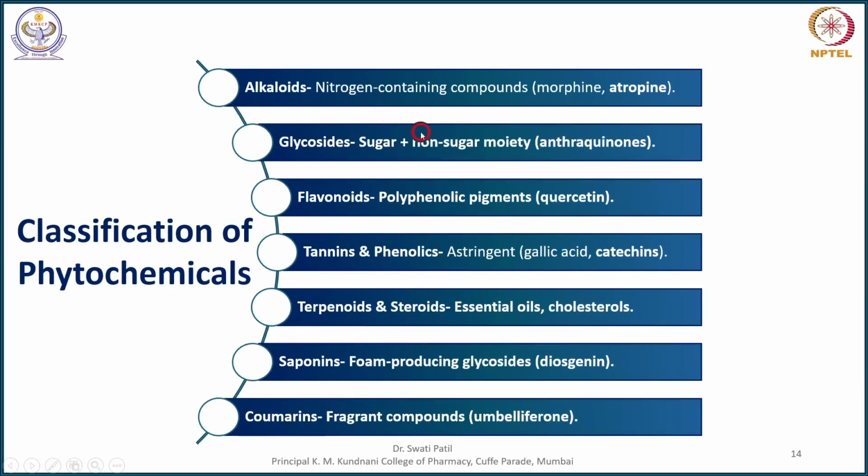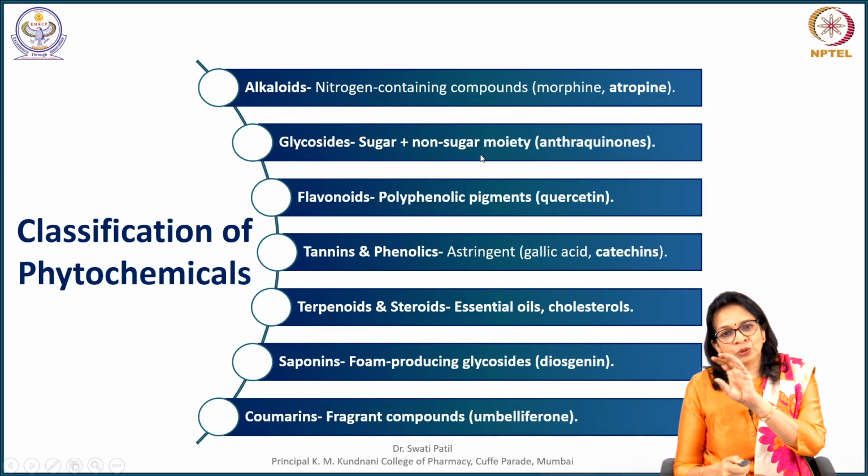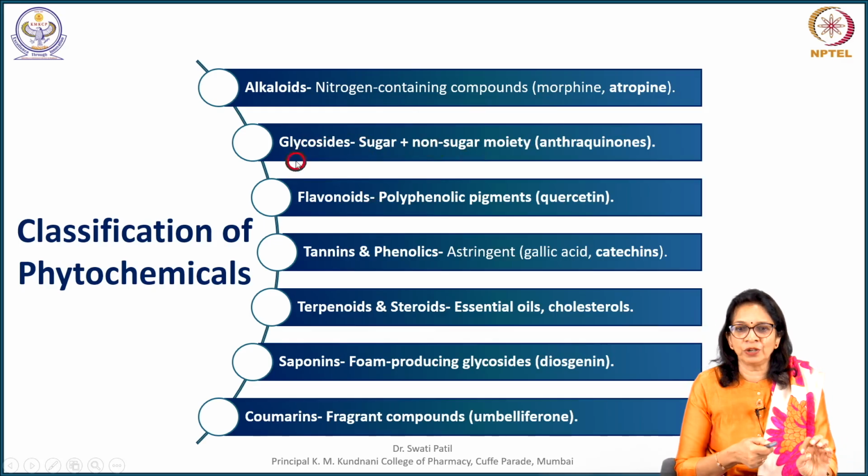This is the way secondary metabolites are classified, and here I have classified some of the commonly used secondary metabolites. Alkaloids, which are nitrogen containing compounds, for example morphine and atropine. Glycosides, which have a sugar attached to a non-sugar part. Flavonoids, which have a benzopyrone ring and are polyphenolic pigments.